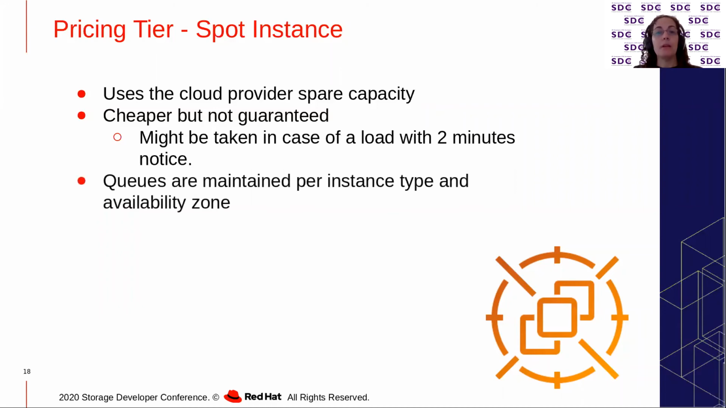The queues are maintained per instance type and availability zone. This means, for example, that your instance may be in high demand in one availability zone and will be evicted, but not in another. The same goes for a different instance type in the same availability zone.